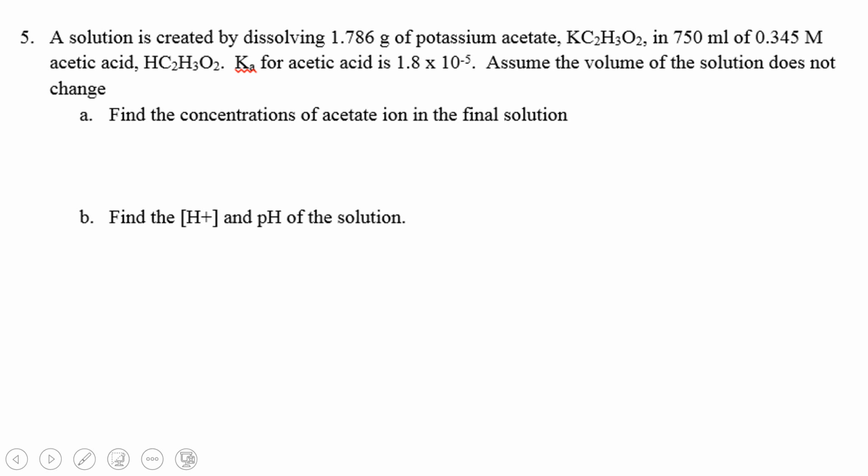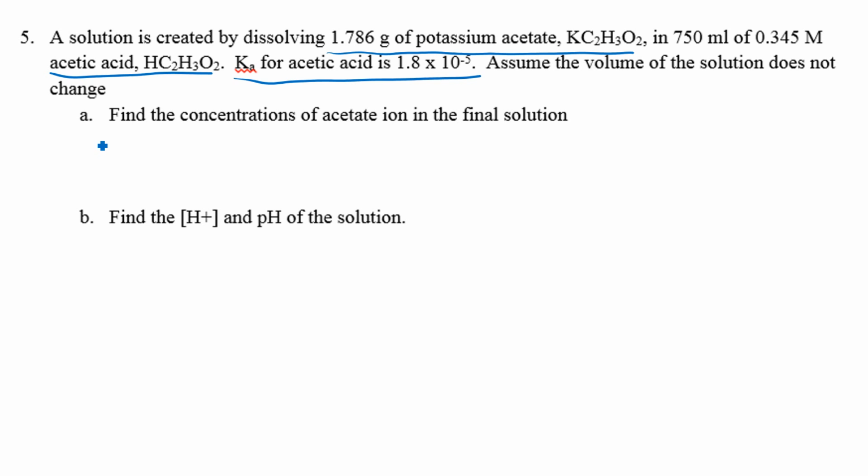Okay, so problem number 5. We've got a solution that's made by dissolving some potassium acetate in a solution, and we're given a Ka value. So I've got potassium acetate, I've got acetic acid, I'm given a Ka value. Okay, so let's see what the question is asking me for. First, find the concentration of acetate ion in the solution.